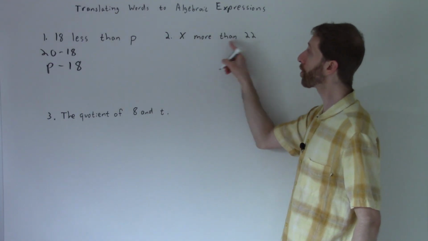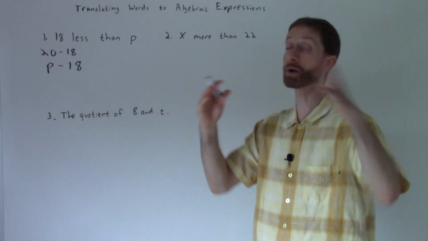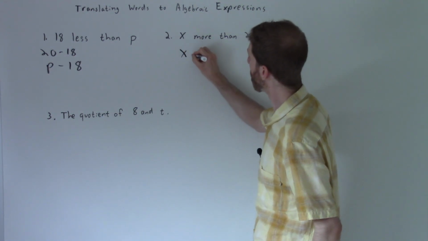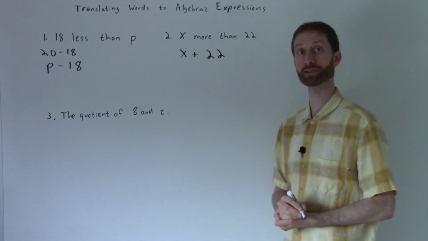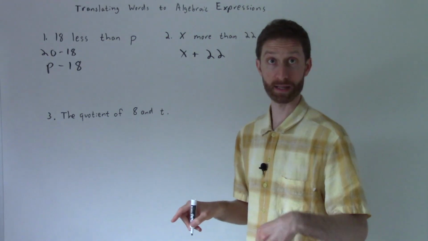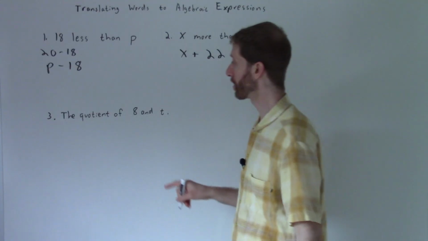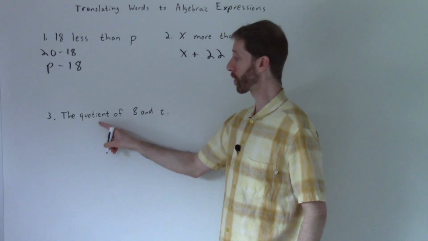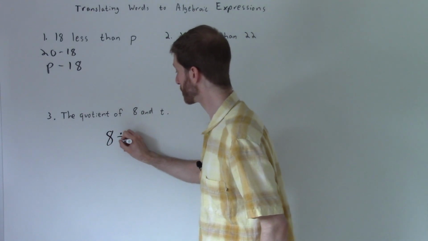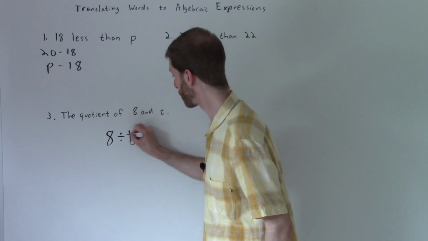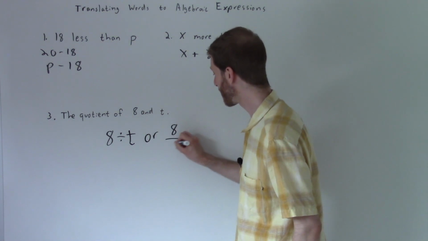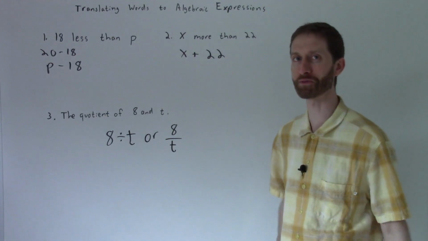This says x more than 22. So I'm taking a number x, some unknown number, and adding it, putting it on top of 22. So x more than 22 would be the translation there. And finally, this says the quotient of 8 and t. Quotient means to divide. So if we're dividing here, we need to go in the order in which this is presented, the division problem of 8 divided by t. So you could write that as 8 divided by t, like this. And that is a funky looking t, but it'll pass. Or, let's try that t again, 8 over t. So just a couple extra problems for you. Hope it helped.